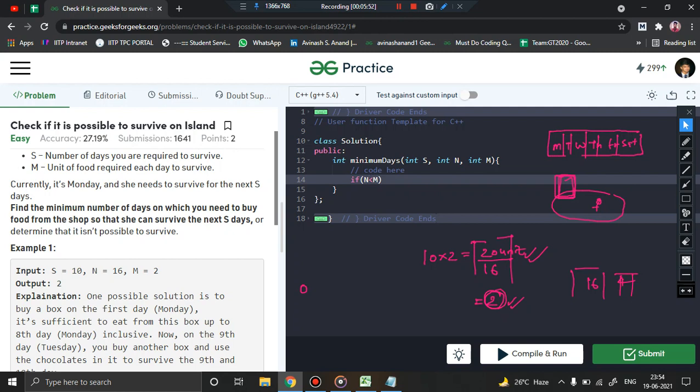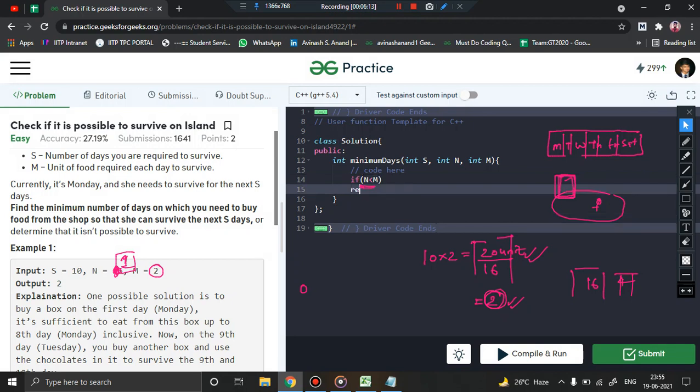But if the amount of food that I can buy is less than my minimum requirement per day, I will definitely die. Like I said here, if she buys only 1 unit of food and I know that I need 2 units of food to survive, then she is definitely going to die. So if n is less than m, definitely return -1, which means dead. She will not be able to survive.